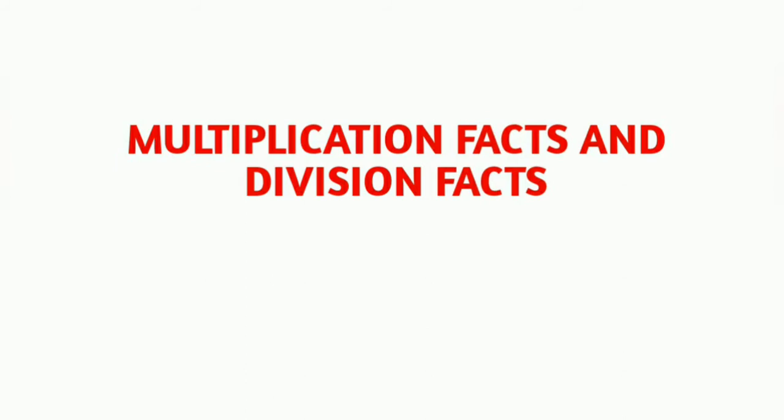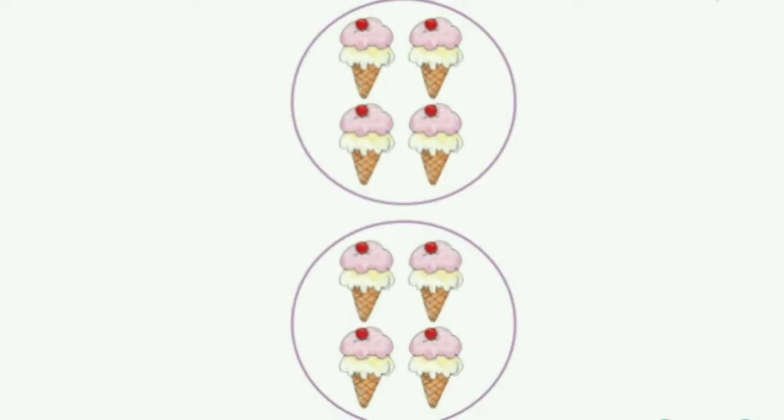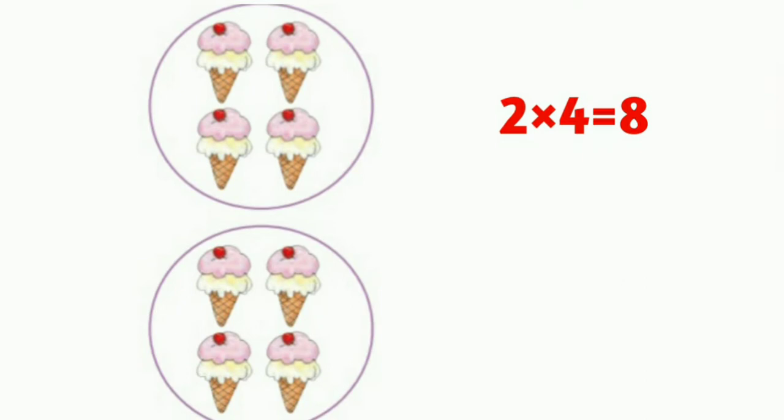Now let's learn how to write a multiplication fact and a division fact. Let's learn it with the help of some examples. Here we have a picture of some ice creams. You can see together we have 2 groups. So we can write here 2. Then in each group we have 4 ice creams. So 2 multiply 4 is equal to 8. 2 4s are 8. So this is our multiplication fact.